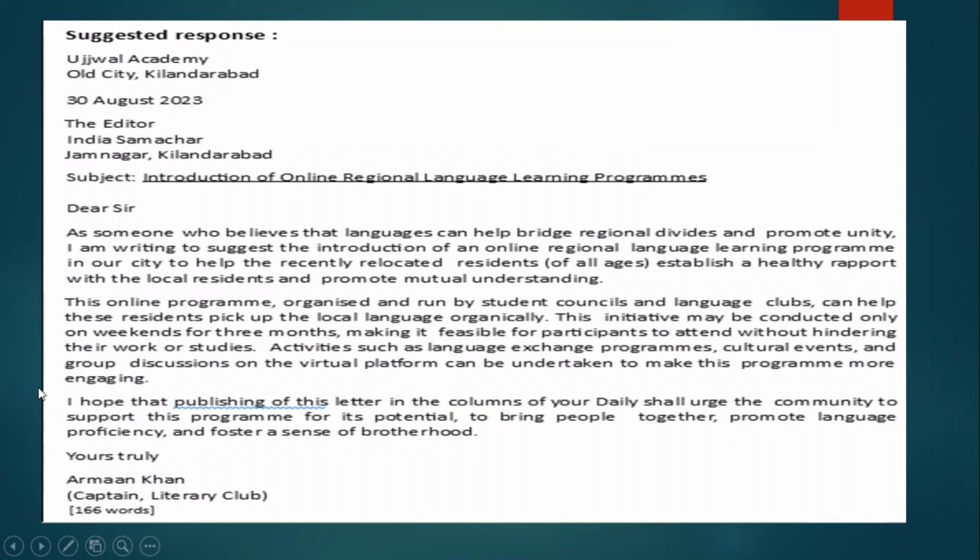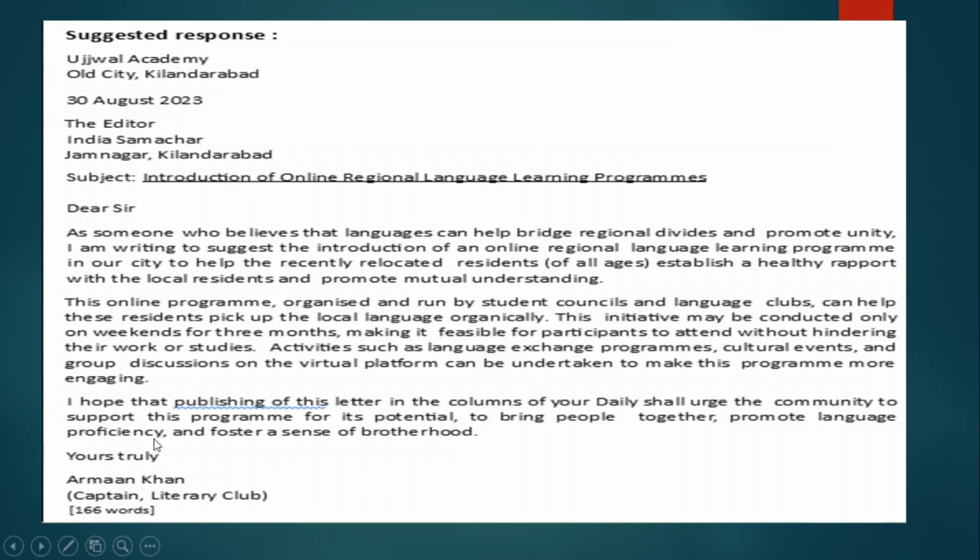Then comes the concluding paragraph. What do I want him to do? What do I want from the editor? So I hope that publishing of this letter in the columns of your daily shall urge the community to support this program for its potential to bring people together, promote language proficiency, and foster sense of brotherhood. So I am requesting him to publish my views, my request in his newspaper, so that it reaches the concerned authority and they take certain steps, the steps that are required to bring up such online program.